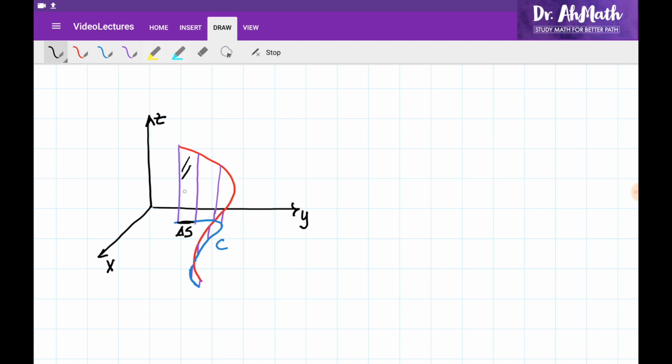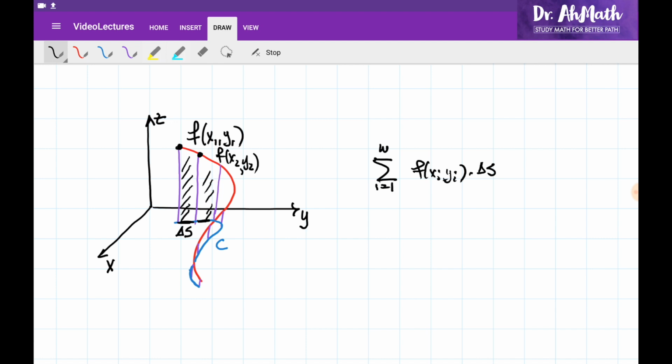And in order to find this area, for example, I would just multiply delta s by the height of this rectangle, and the height of this rectangle could be found by evaluating the function at this point, x1 and y1, let's say. And then the next area would be delta s multiplied by f of x2, y2. And in general, I could find the area of the rectangle, or this piece, by multiplying delta s by f of xi, yi. And if I just sum this, where i goes from 1 to n, it would give me roughly the area. And if I take its limit when n goes to infinity, it gives me exactly the area.